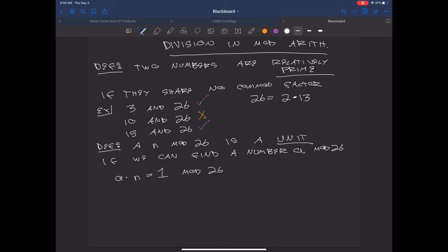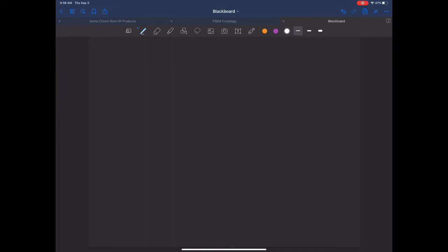In the normal number system, pretty much everything is a unit except for 0. Say 3: 3 is a unit because I have 1/3. I can multiply 3 by 1/3 and I end up getting 1. 121 is a unit because I can multiply that by 1 over 121 and get 1. However, in modular arithmetic, it's not quite that nice. So let's look at some examples of units.